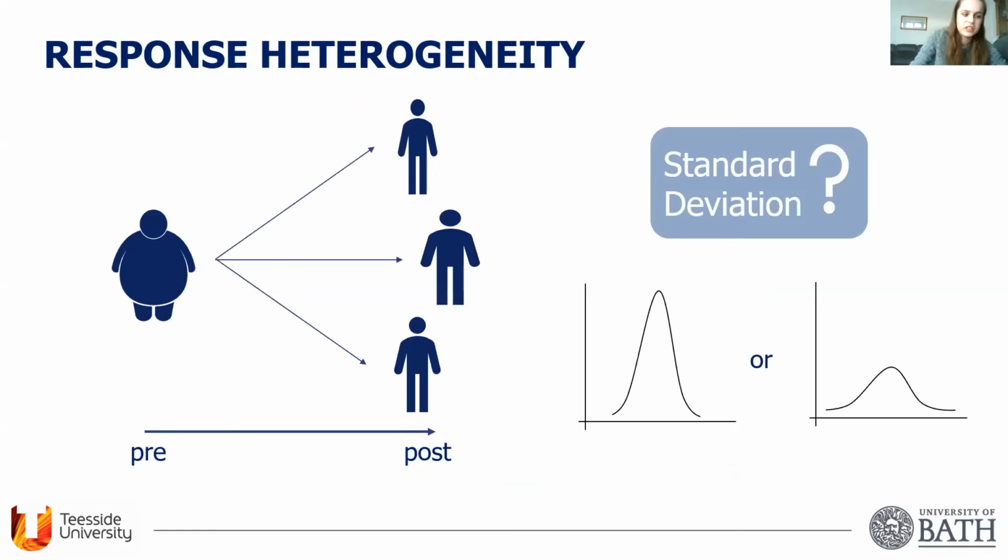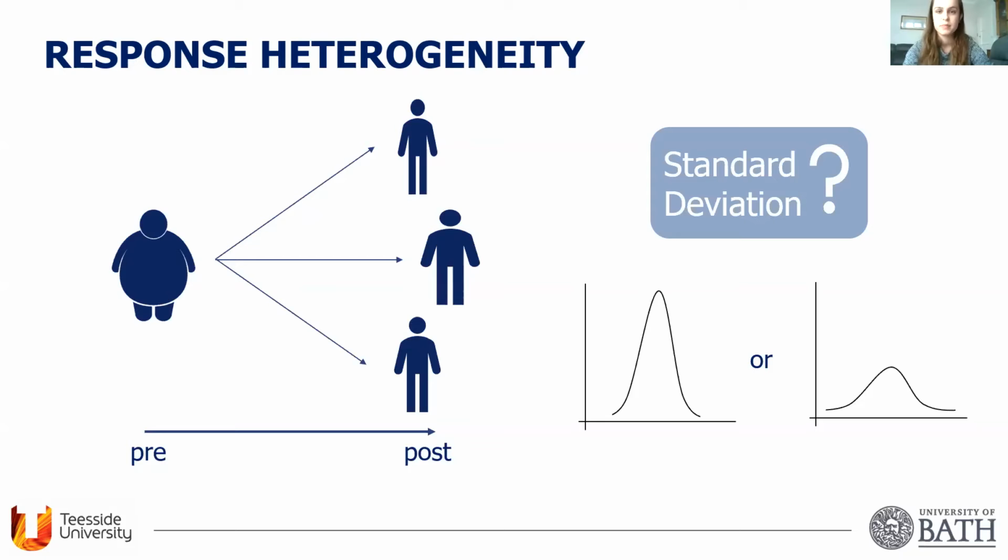So true response heterogeneity can only be identified through formal statistical comparison of the standard deviation of the change in body mass in the intervention group before and after the trial period, and then comparing this to the same standard deviation in the comparator arm. So when these standard deviations are similar, it indicates that true individual response differences are clinically unimportant. And it's only when these standard deviations between groups are different that this indicates a clinically meaningful inter-individual variation.